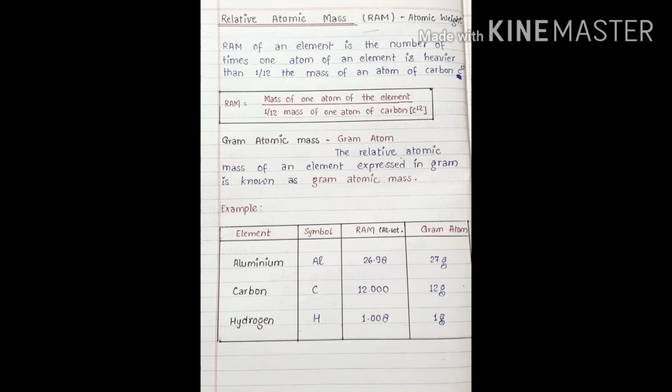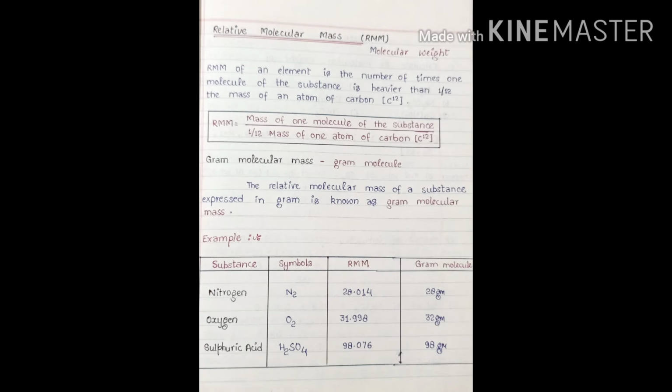In case of chlorine, 35.45 is the relative atomic mass of chlorine, but the gram atom is 35.5 gram.